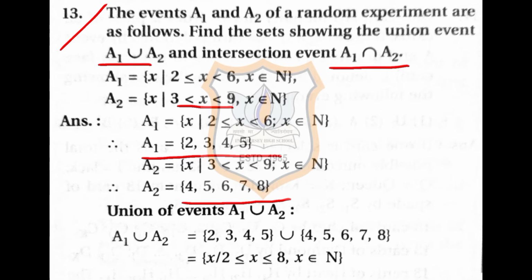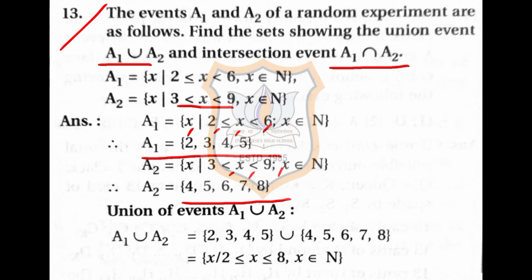Now you have to write union. Union means all the elements of A1 and A2 you have to include. So what are the numbers? See, 2, 3, 4. Here A1 you are having 2, 3, 4, 5. Then you will have 6, 7 and 8, right? So the numbers will be what? 2, 3, 4, 5, 6, 7, 8. That means the numbers are from 2 to 8. So how you can write down in the set form?